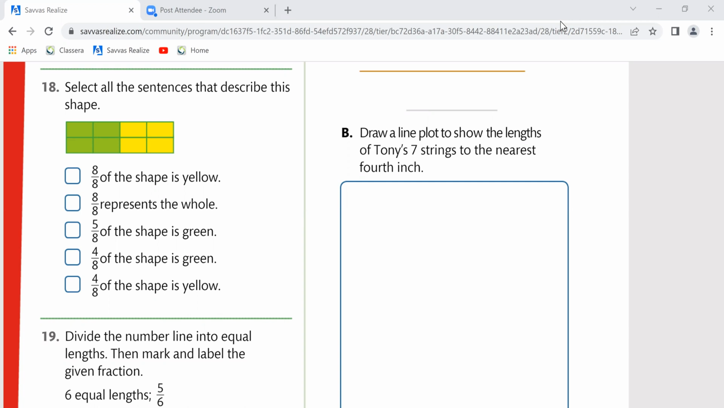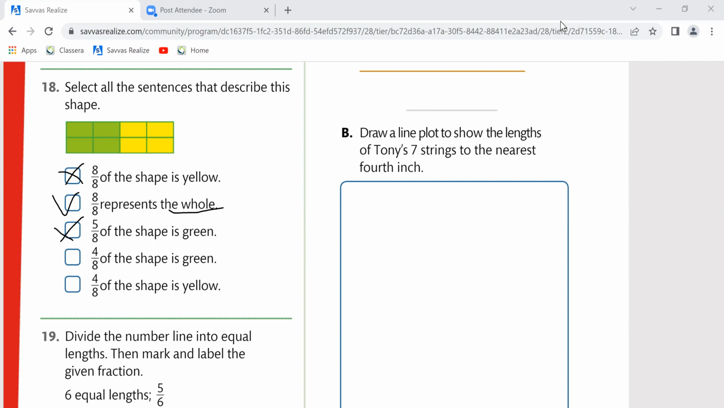Sally, one more time. 8 out of 8 yellow? No. 8 out of 8, is it the whole? Yes. Sally, is it the whole, 8 out of 8? Yes. Mohammed, 5 out of 8 is green? No. Mohammed, 4 out of 8 is green? Yes.